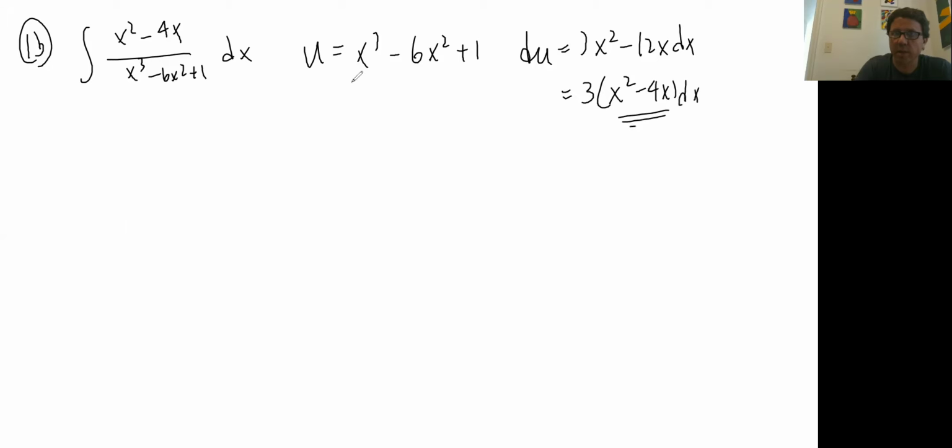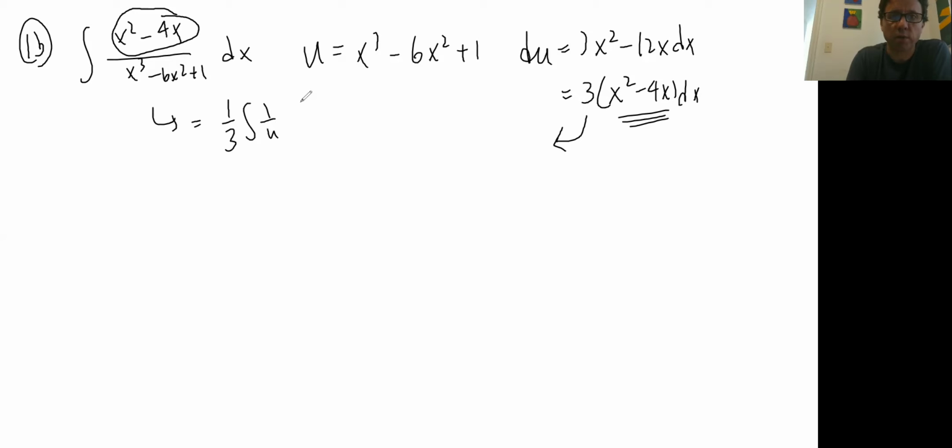It's kind of important that x squared minus 4x matches up exactly with what's inside. If it didn't, this problem would be much harder. So it's nice and balanced. I just have to deal with this 3. So when I do the u sub, I get 1/3 the integral of 1 over u du.